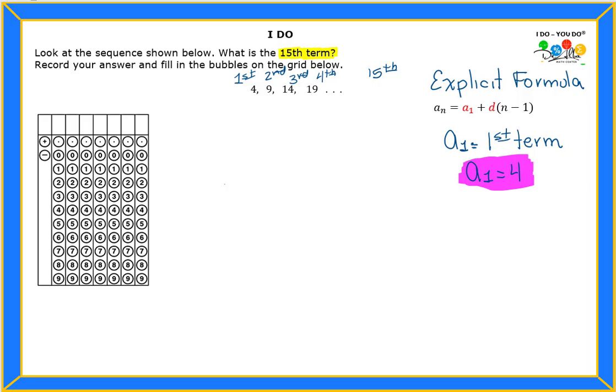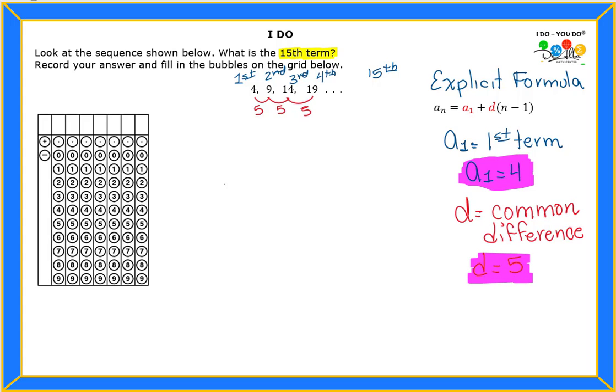Okay, now let's continue. What about d? What does the d represent? Okay, d is your common difference. So think about difference. Isn't that like when you're subtracting? Yes, it is. Therefore, I am going to subtract 9 minus 4, and that's a 5. So the common difference is 5. And 14 minus 9 is also a 5, and 19 minus 14 is still a 5. So my common difference here is going to be 5. Very good, okay? So we have that right now.